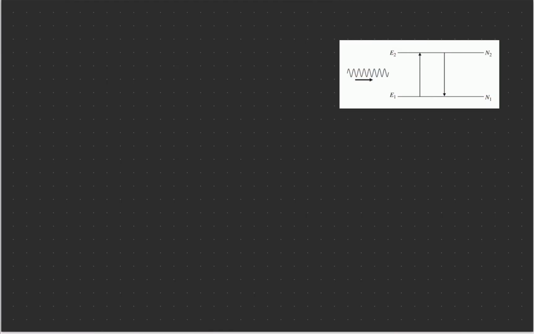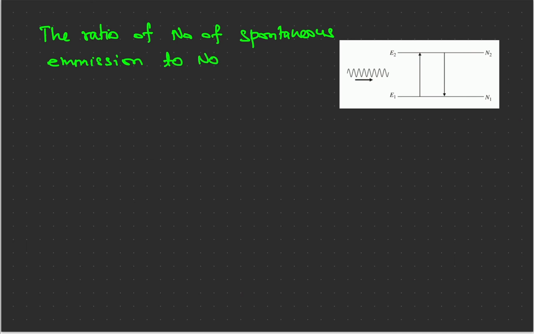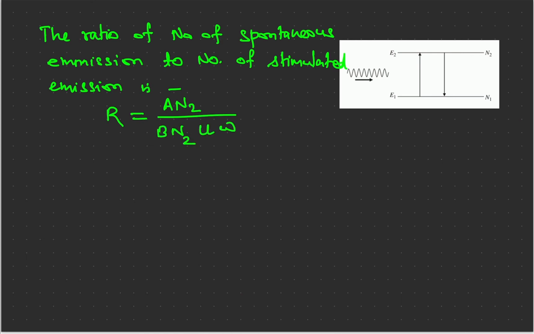As we already know, the ratio of the number of spontaneous emissions to the number of stimulated emissions is given by R = A N2 / (B N2 U omega) = e^(h cross omega / kBT) minus 1, where A and B are the Einstein coefficients, U is the energy density per frequency, and kB is the Boltzmann constant. Here we see that for visible wavelengths, the emission is dominated by spontaneous emission, and hence there is no coherency in the light emission.